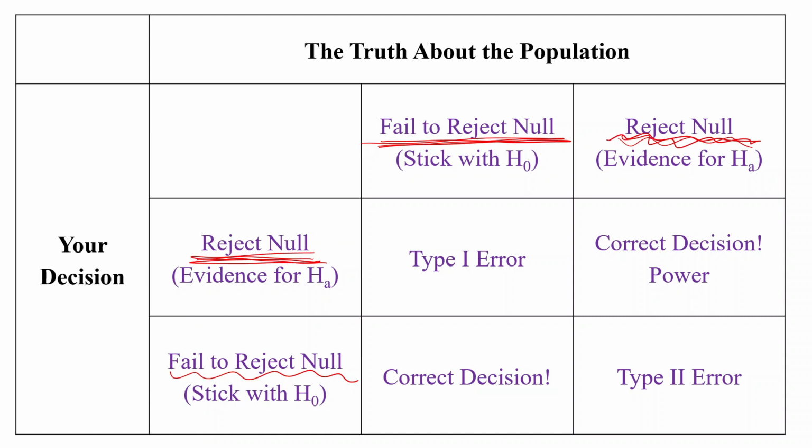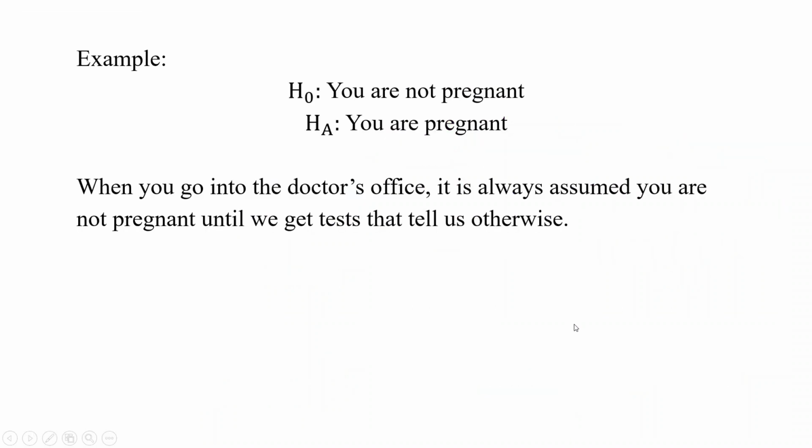So before we talk about what influences each of these, I want to give you an example of what this looks like. Okay, so we saw the courtroom analogy. Here's another example of these errors in a significance test. So in a significance test, you have your null and alternative. So when you go into a doctor's office and you just go see your doctor, it's always assumed that you are not pregnant until you get a test that tells you otherwise.